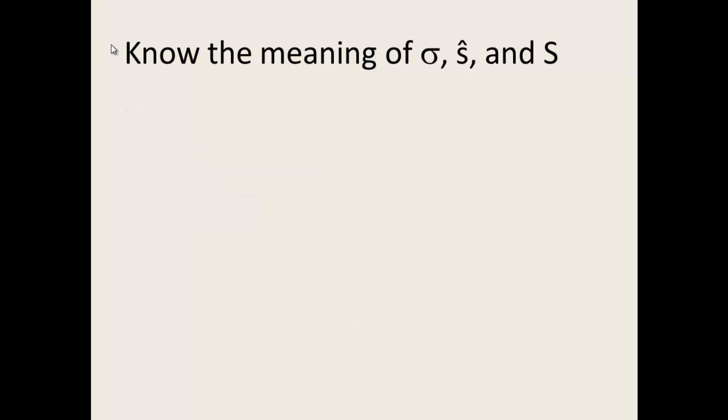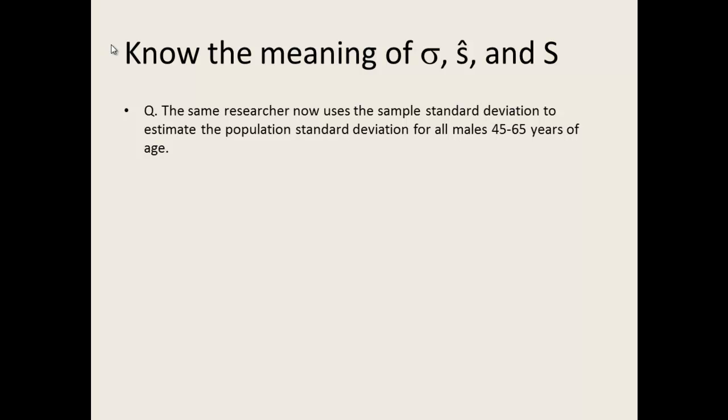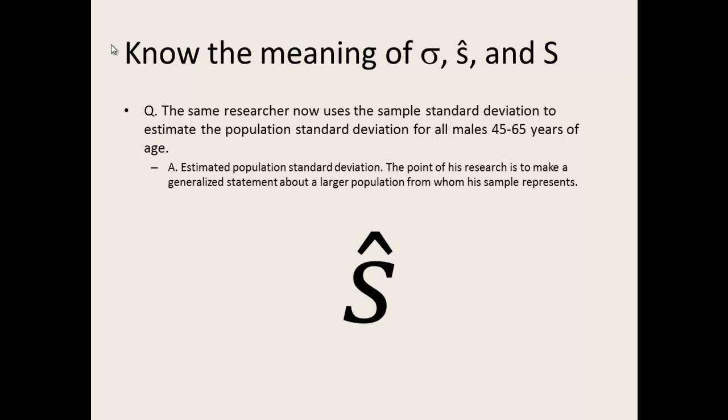Let's take the same example from the previous slide on the next step. Now the same researcher uses that sample standard deviation he or she calculated to estimate the population standard deviation for all males 45 to 65 years of age, because that's the population he or she defined. In this case, the researcher would use S hat, the estimated population standard deviation, because the point of the research is to make a generalized statement about a larger population from whom the sample represents.